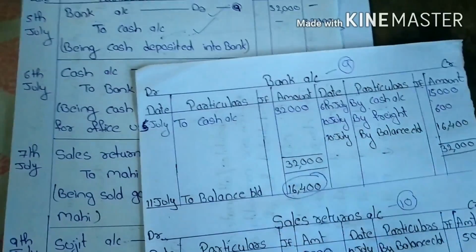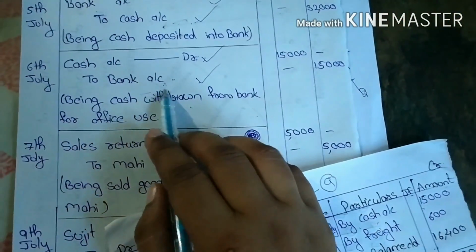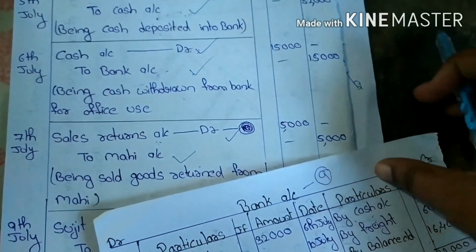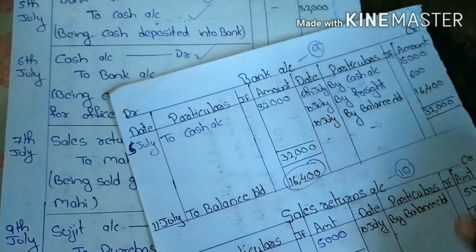Okay, next, on 6th July, cash account debit to bank. So here the bank account should be on credit side, right? So on the credit side, 6th July, by cash account 15,000.